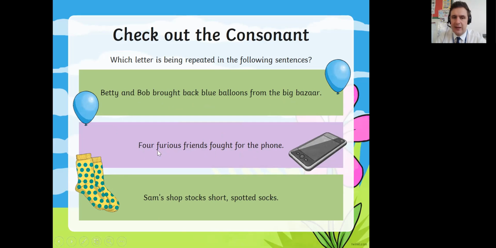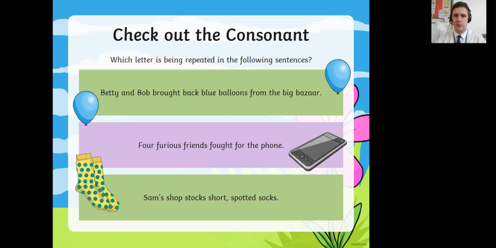Now, here we've got, like we said, the F sound, but you'll notice that phone doesn't have an F, it just has the F sound. So it doesn't have to be necessarily the same letter all the time, it's the same sound. That's what's important. Sam's shop stocks short spotted socks. That is a proper tongue twister. I'm going to see if I can say that a bit faster. Sam's shop stocks short spotted socks. Okay, so if you play around with it, I guarantee a lot of your sentences could be alliterative.